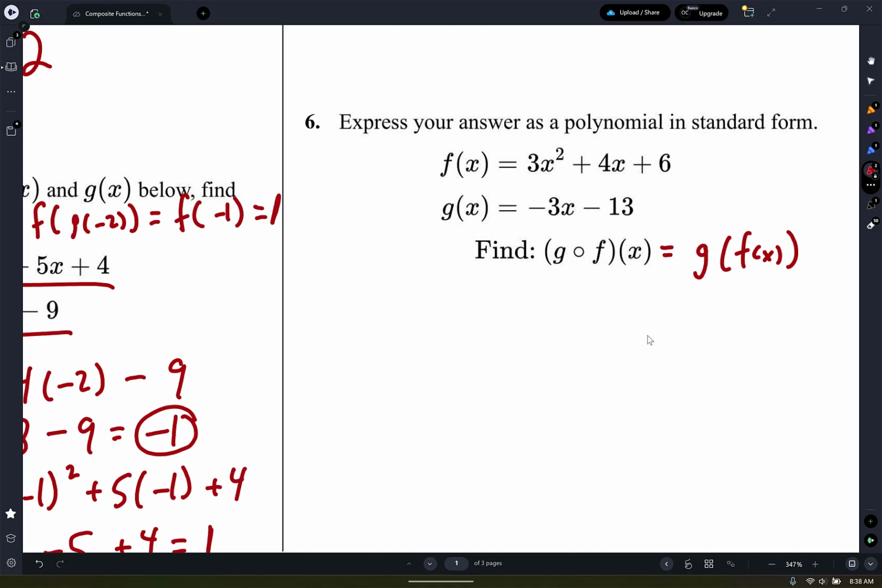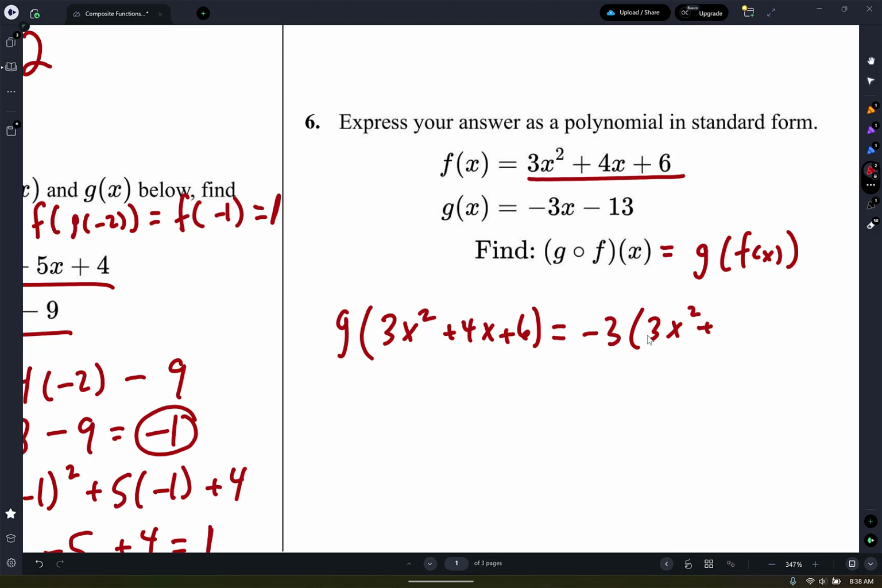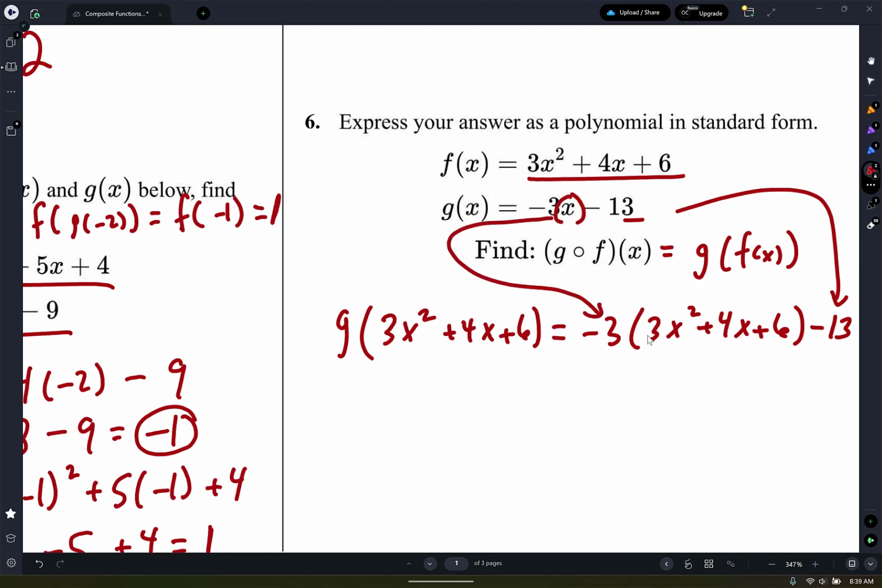So here we go. I'm going to insert this expression into G. G of 3x squared plus 4x plus 6 equals negative 3 times the quantity 3x squared plus 4x plus 6, minus 13. See? That 13 is that 13. Negative 3 is that negative 3. And then for x, I put in that expression. Distribute.